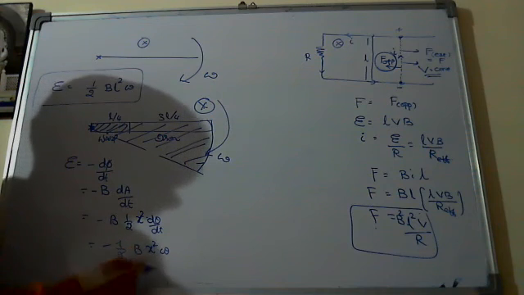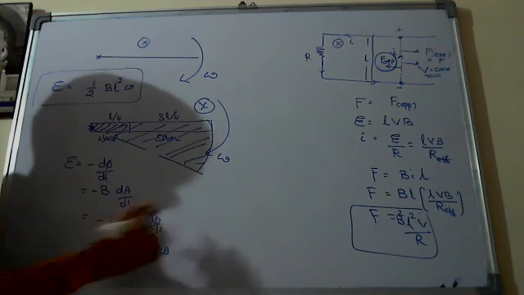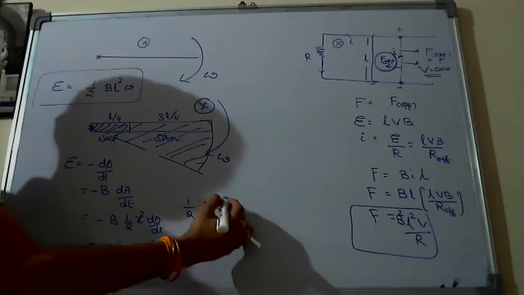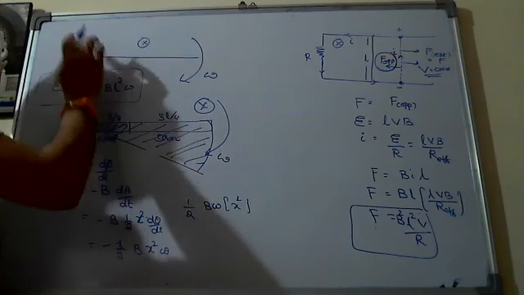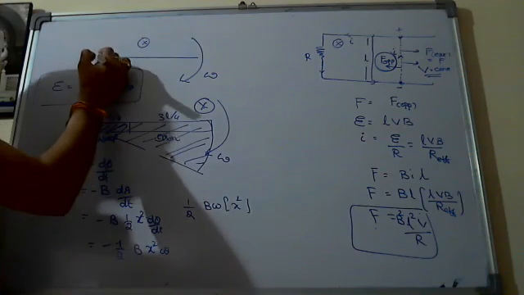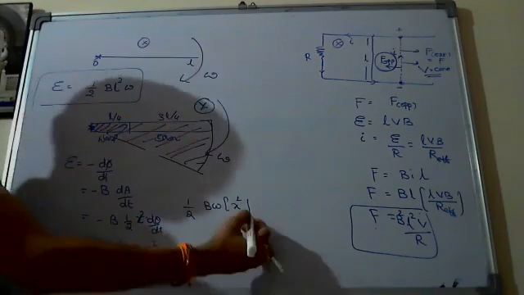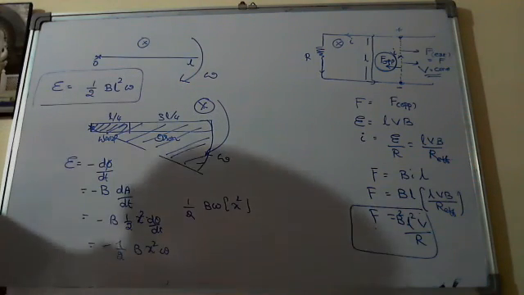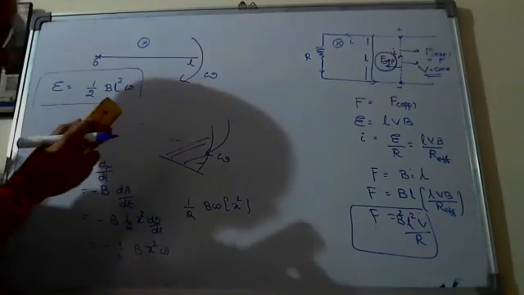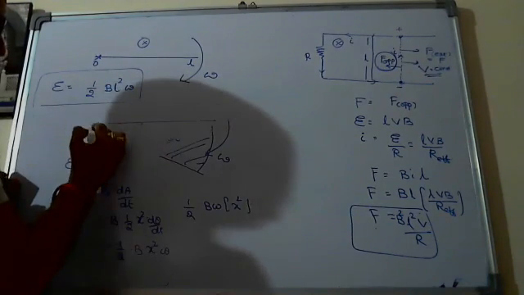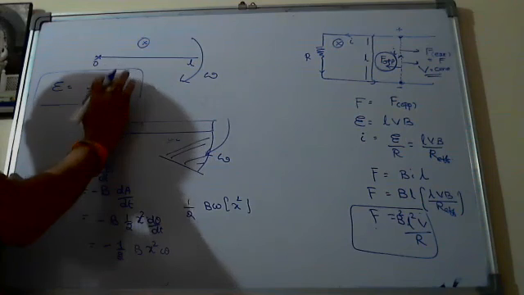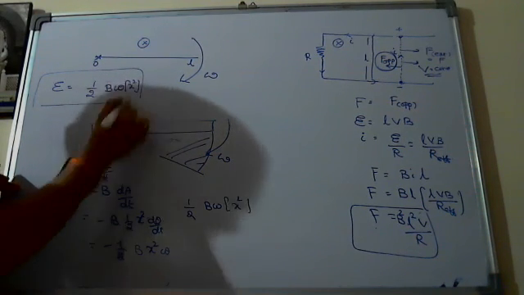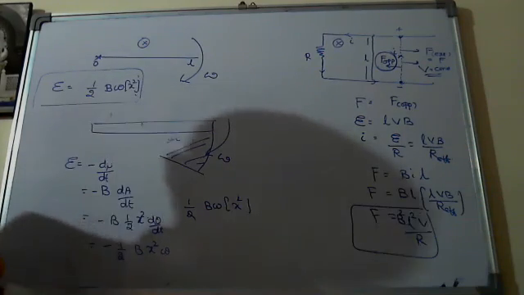So how do you get this formula of EMF? Magnitude is half B omega into x square. You substitute the metal part limits. If it is fixed at one end, 0 to L, that's why you got the formula half BL square omega. So instead of remembering the formula half BL square omega, why should we not remember half B omega into x square? Depending upon the problem, we have to substitute the limits of the metal.